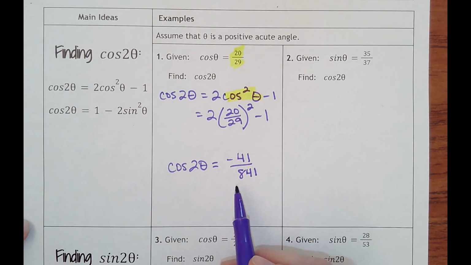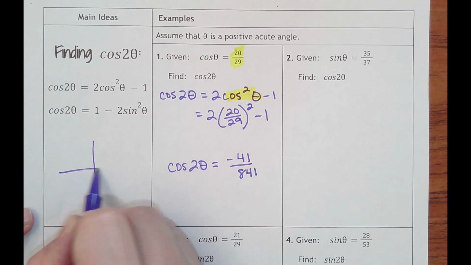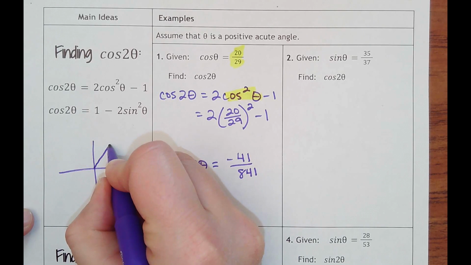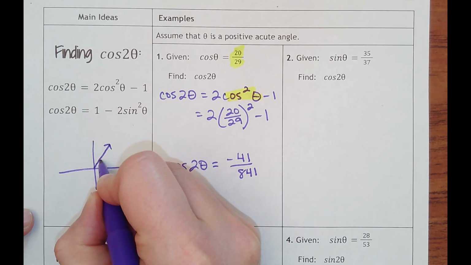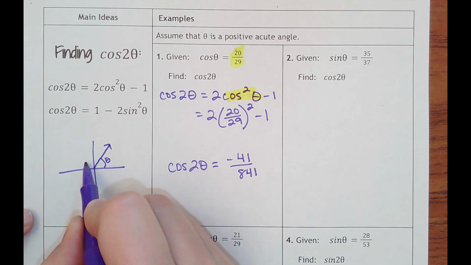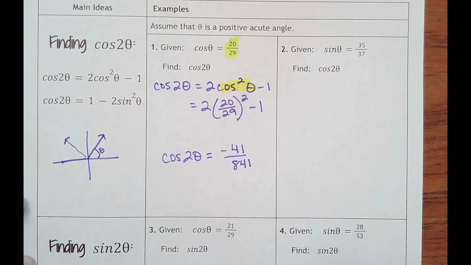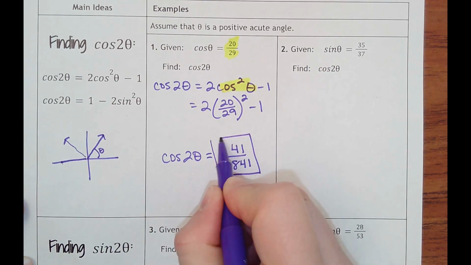You might be thinking, well, it said that theta is a positive acute angle. Yes, so our angle is somewhere here in quadrant 1. But if we're doubling this angle, it might put it over here in quadrant 2, where cosine is negative, since we're going to x values of negative. So that does make sense.